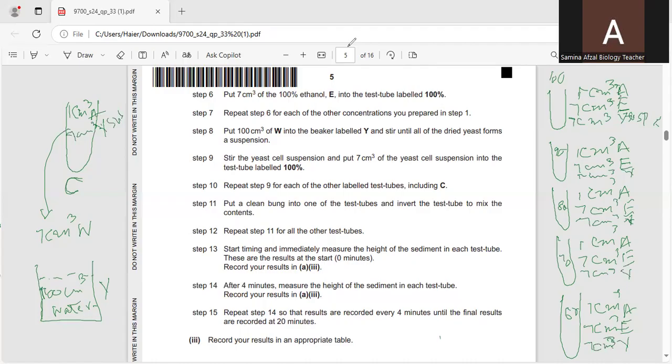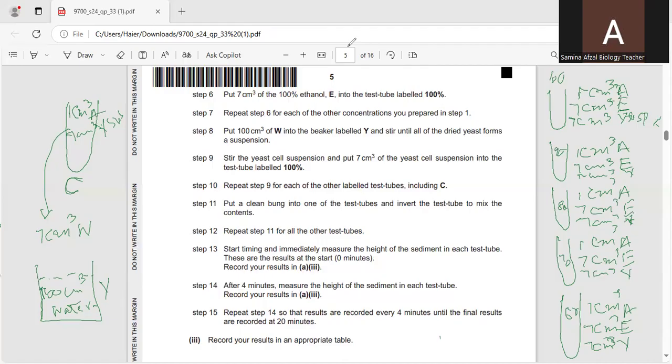And then we have made a solution of dried yeast by adding 100 cubic centimeter of water into it. Then in this way, we used this yeast suspension. Then we added 7 cubic centimeter of yeast suspension in all of the test tubes, including the control. Now put a clean bung into each test tube and invert the test tube to mix the contents.